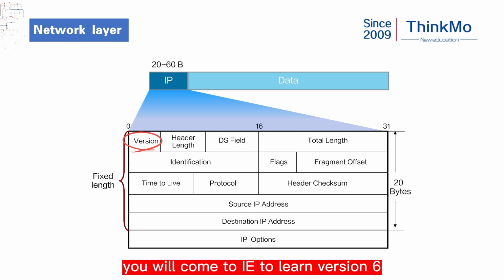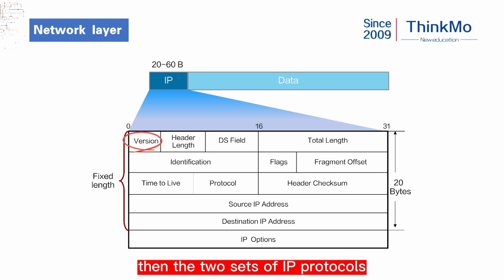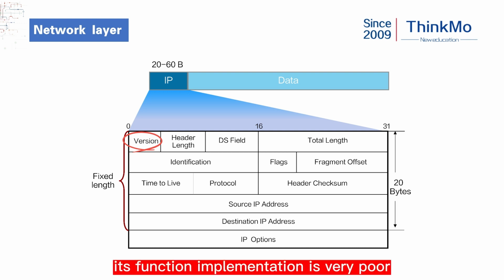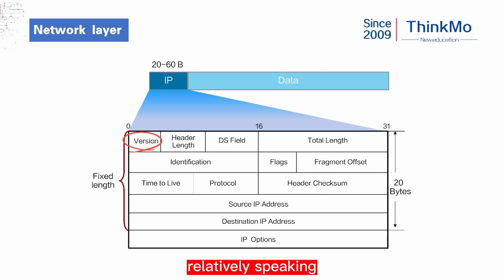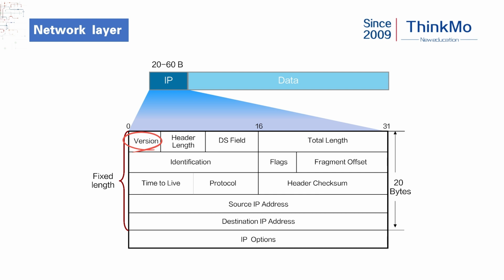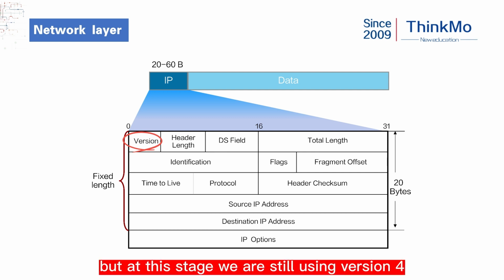You will come to IE to learn version 6. The 2 sets of IP protocols, version 4 and version 6, are about the same in the overall protocol concept and framework design, but the difference in function is a world of difference. But at this stage we are still using version 4.